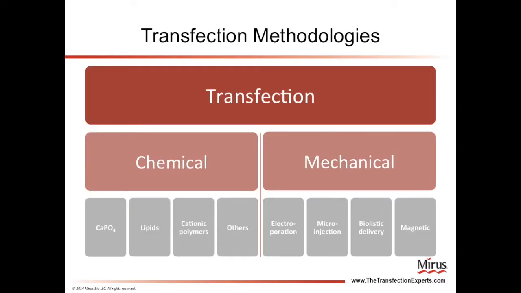There are a number of different ways that cells can be transfected. 2 broad categories of transfection approaches are chemical and mechanical methods. Chemical approaches include the use of calcium phosphate, lipids, polymers, and other chemicals. Mechanical approaches include electroporation, directly injecting cells with DNA, biolistic delivery or the use of a gene gun, as well as methods employing magnetic fields.